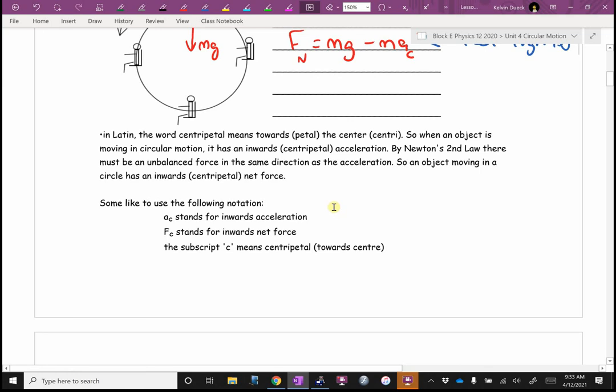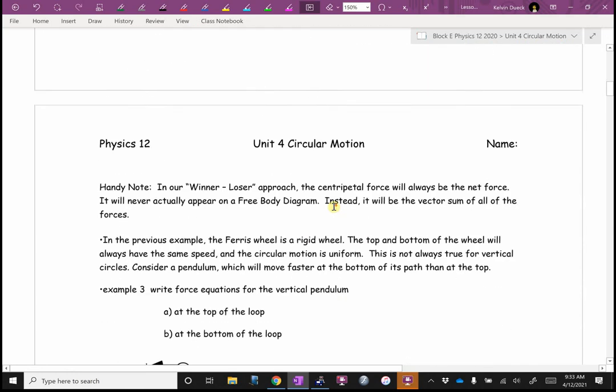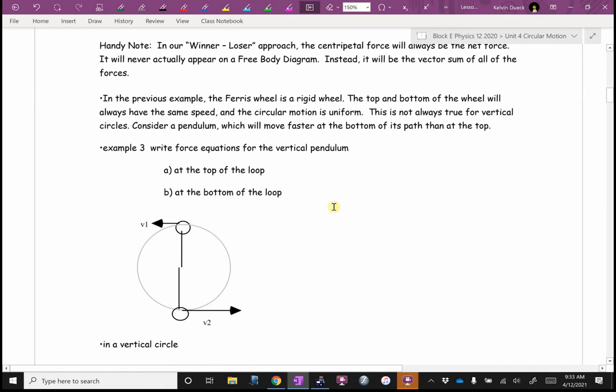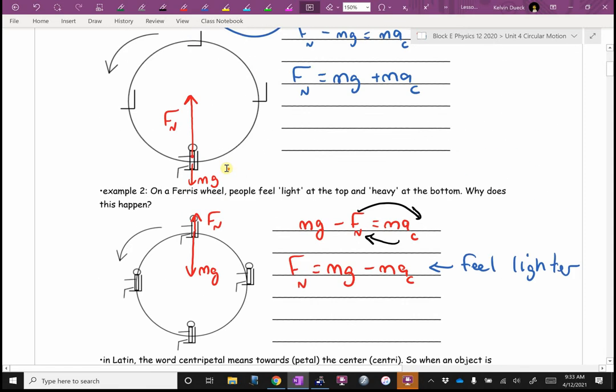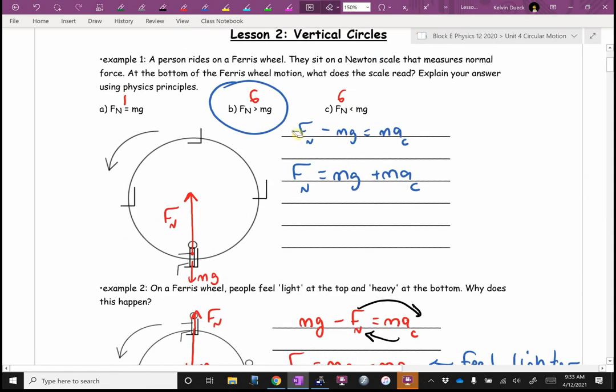Okay? And pick up with where we are. I think you'll find it easier. So here's the key idea. In our handy winner minus loser approach, FC will always be the net force. It will never show up on the free body diagram in the same way, Kai, that MA never showed up on the free body diagram. What showed up on the free body diagram was all of the forces on the left side of the equation, the winners and the losers.